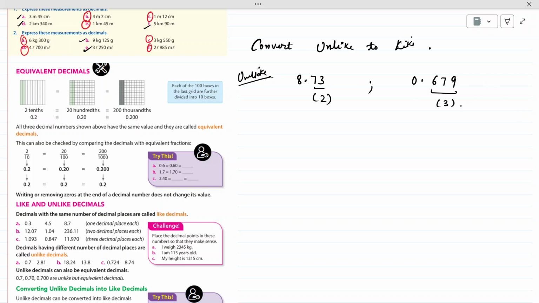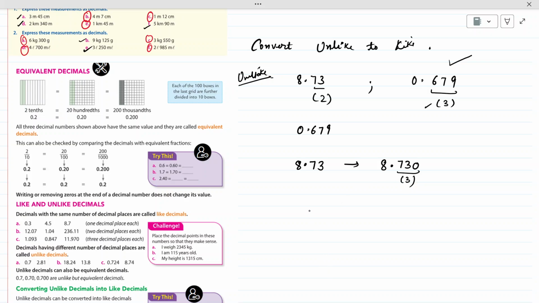Now, which is the number which is having the greater number of decimal places? This is the number. 0.679 is the number which is having 3 decimal places. So what we have to do here is we have to take the other number and we have to increase its decimal places. The given number is 8.73. We will take its equivalent decimal number. We will add 0 to the end of it so that we get 3 decimal places. So we have changed 8.73 to 8.730. The value is same, but the number of places is more, which is 3 here.